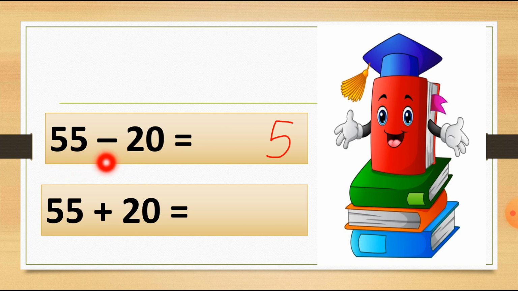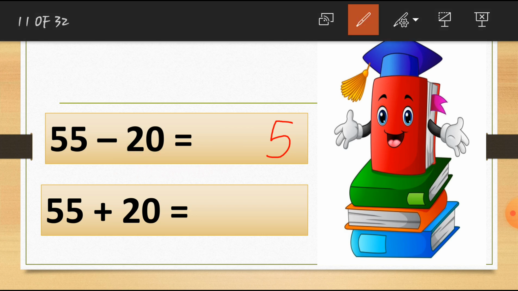Now we have to cut, this sign indicates we have to cut the numbers. Now we have to cut 2 from this 5. So 5 minus 2 is equal to 3. So here the number 3 will come. So I write 3 here.